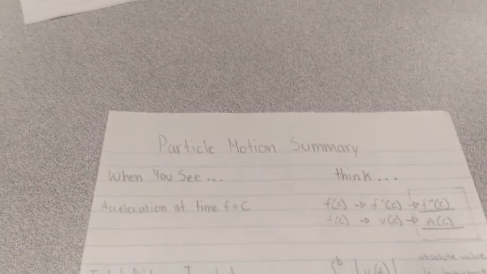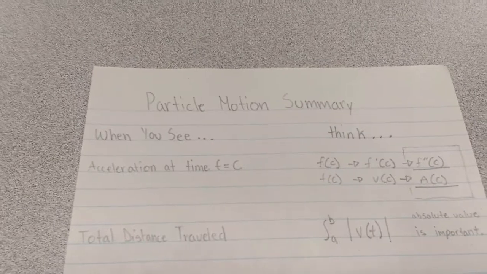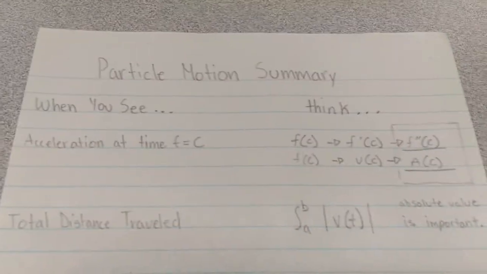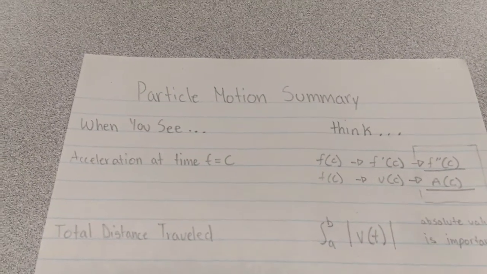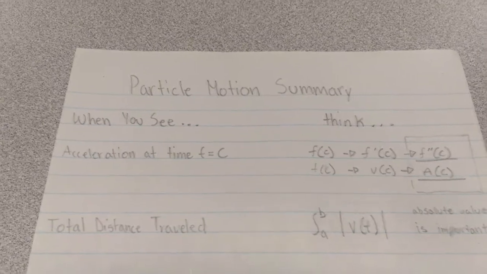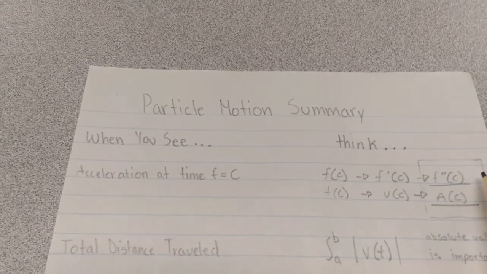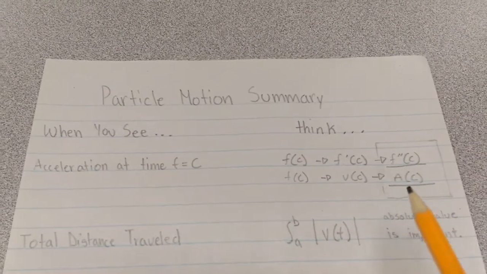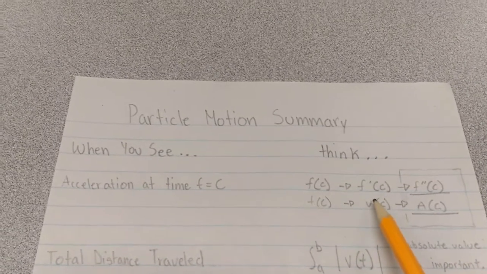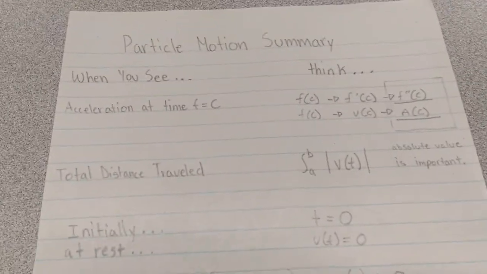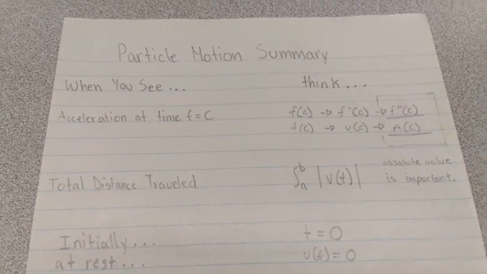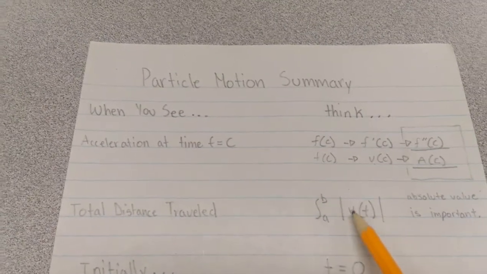About a particle motion problem, you have to understand the problem. You have to understand what they're asking for. So when you see acceleration at time t equals c, that means you have to find the acceleration. Acceleration is the derivative of velocity. And total distance traveled, that is the absolute value of velocity.